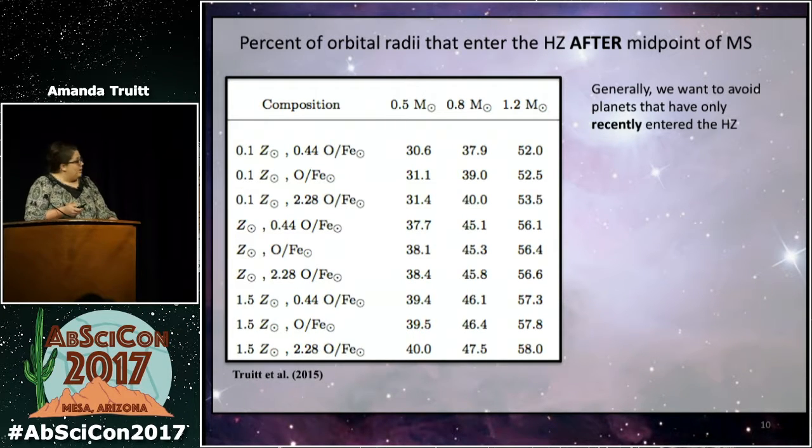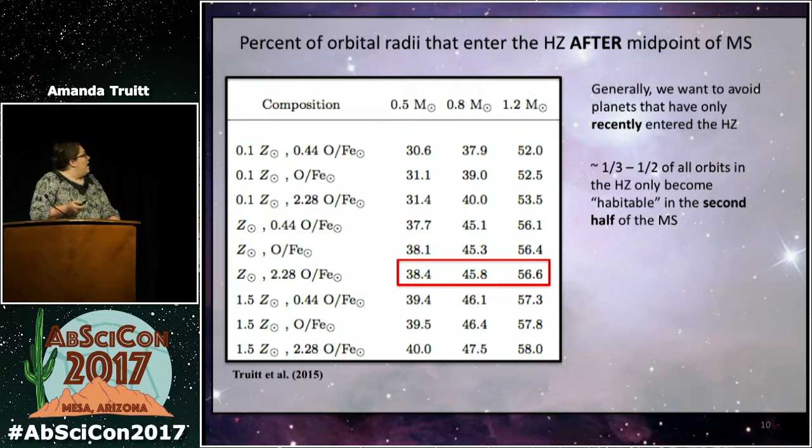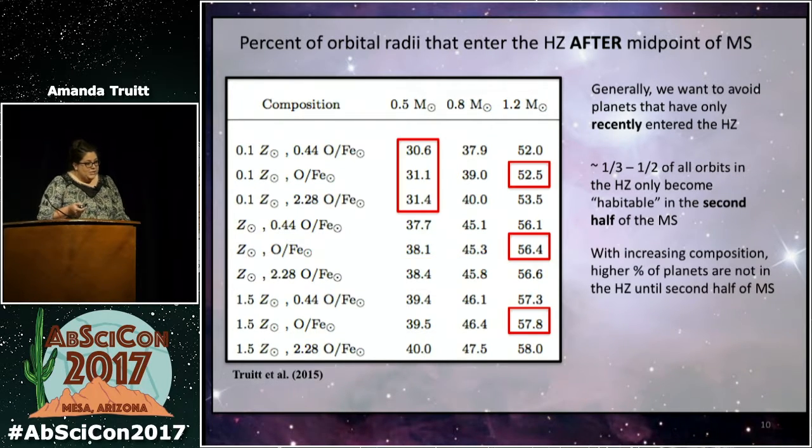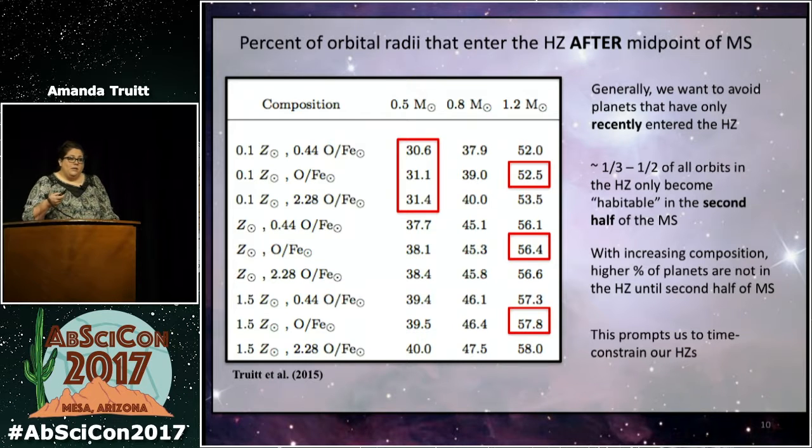This table is showing the fraction of orbital radii that do enter after the midpoint. And what I want to highlight is that up to a third to a half of all orbits in the habitable zone only become so in the second half of the star's main sequence lifetime. And additionally, a trend that we see is that with increasing composition, a higher percentage of planets are not in the habitable zone until the second half of the star's main sequence lifetime. So this prompts us to constrain with a time criteria our consideration of the habitable zones.